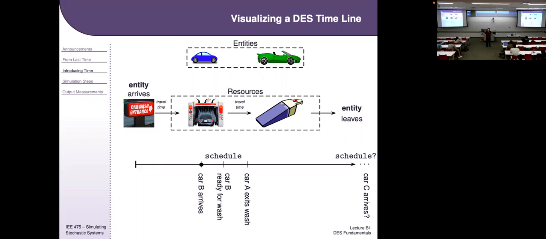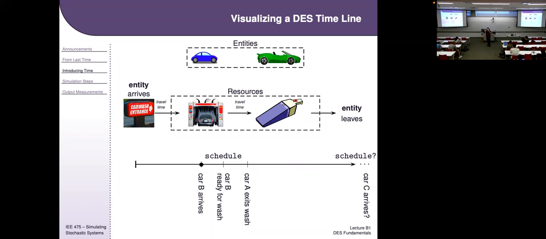You might say, but Dr. Pavlic, I know that car B is going to enter the wash here when A exits the wash. So why don't I just schedule ahead? Why don't I say car B takes a certain amount of time? So let's go ahead and schedule when car B exits the wash. Just do it now, get it out of the way. But that is doing the simulation in your head.